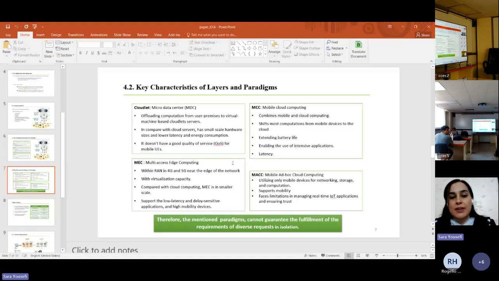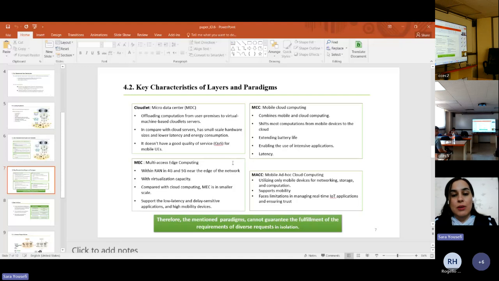Cloudlet is sometimes referred to as macro data center or MDC in some studies. The purpose of cloudlet is offloading computation from user premises to virtual machine-based cloudlet servers. Cloudlets, in comparison with cloud servers, have small-scale hardware sizes and lower latency and energy consumption. They are accessible through Wi-Fi connection, and Wi-Fi only has local coverage with limited mobility support, so it doesn't have a good quality of service for mobile user equipment.